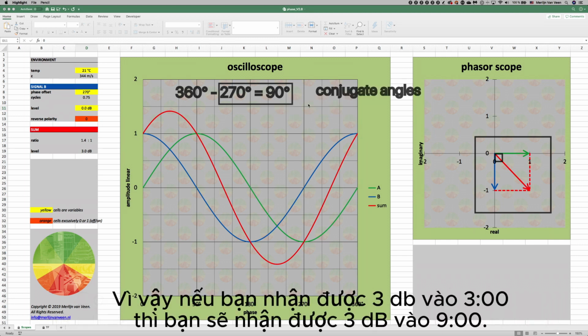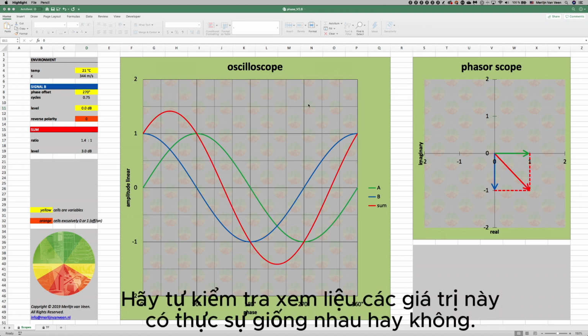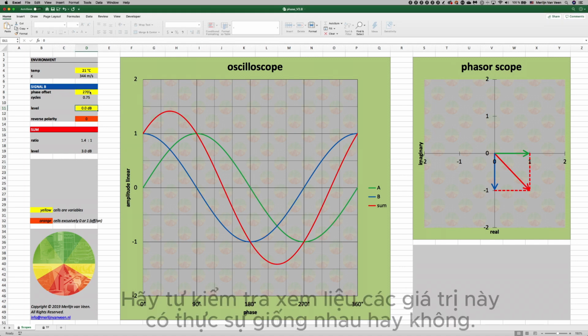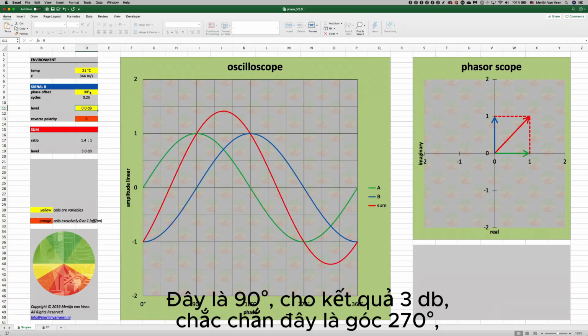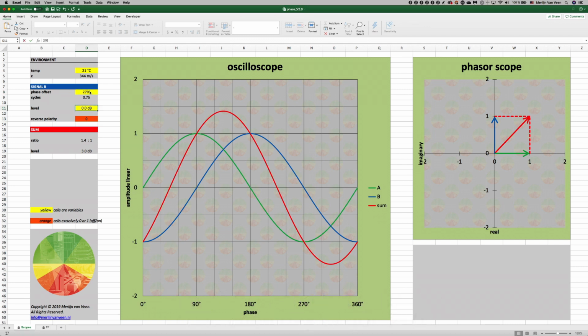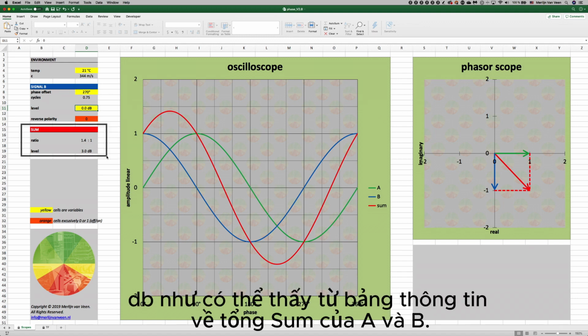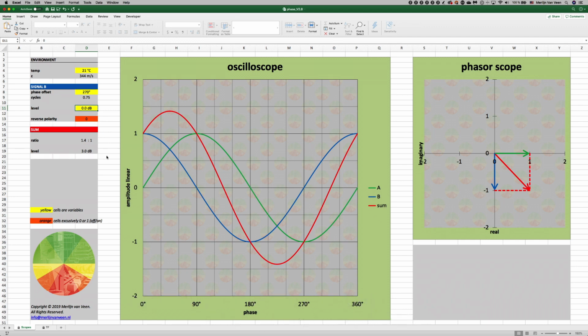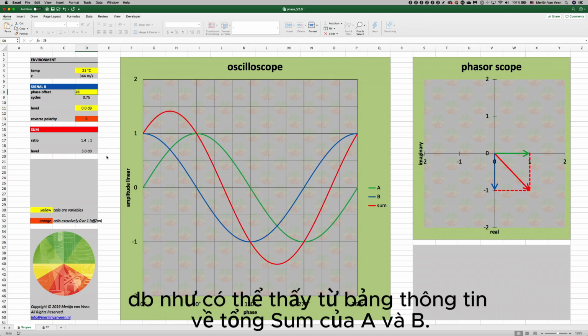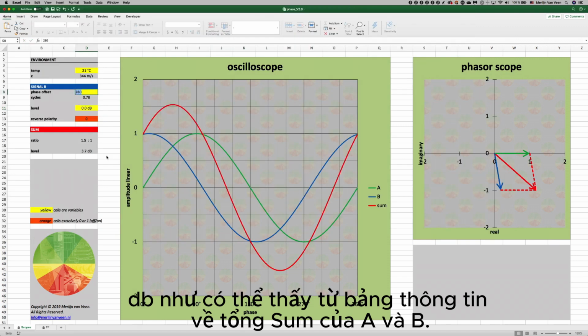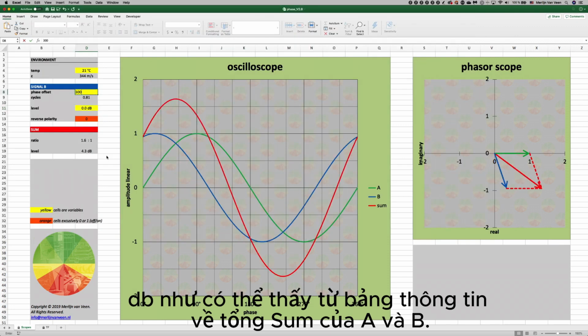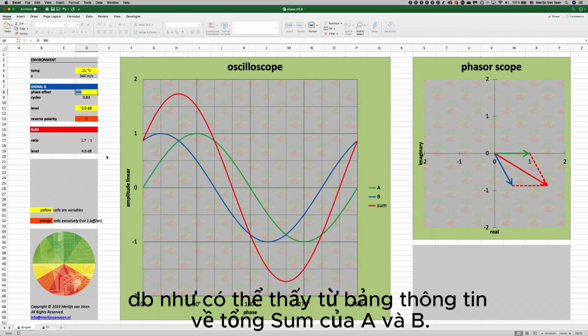Conjugate angles. So, if you get 3 decibels at 3 o'clock, you are going to get 3 decibels at 9 o'clock, if you will. Let's put that to the test. Let's see whether these values are indeed the same. This is 90 degrees, gives me 3 decibels, sure. This is 270, which is its conjugate angle, and it's also 3 decibels, as we can tell from the panel containing the information about the sum of A and B. So far, so good. 280 would be the next step, and then we go to 290, and then we go to 300, and now I'm going to stop at 305.